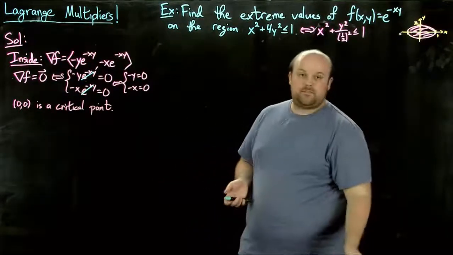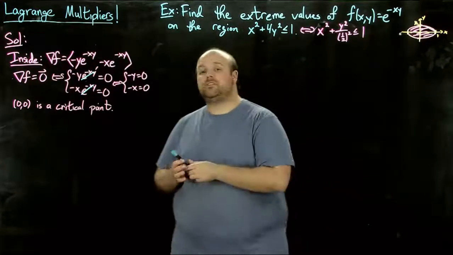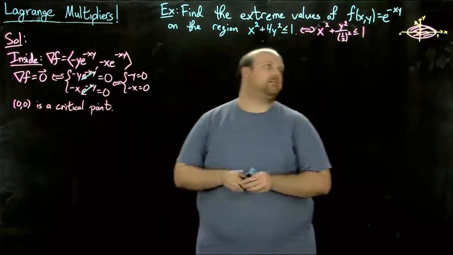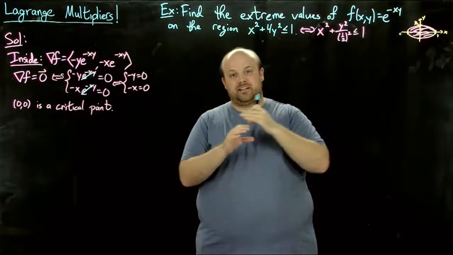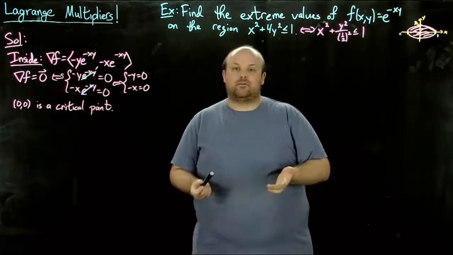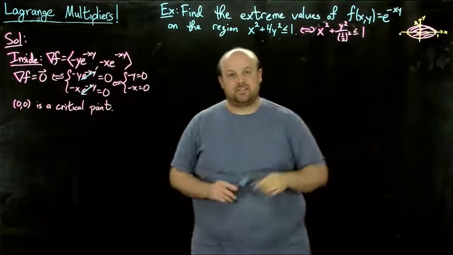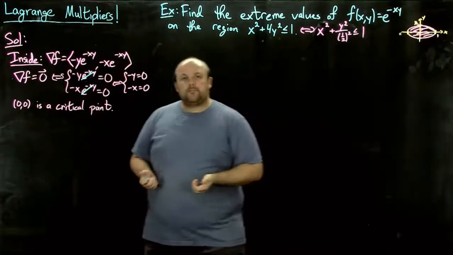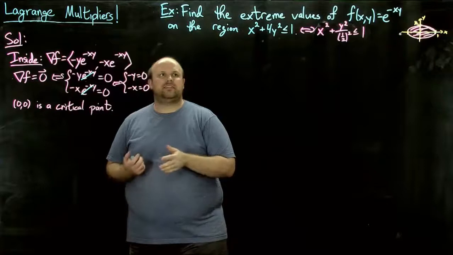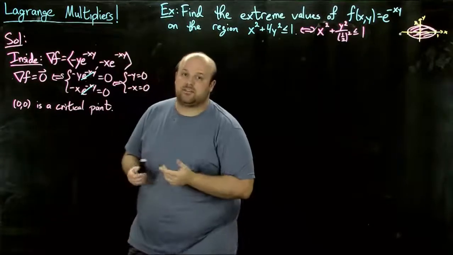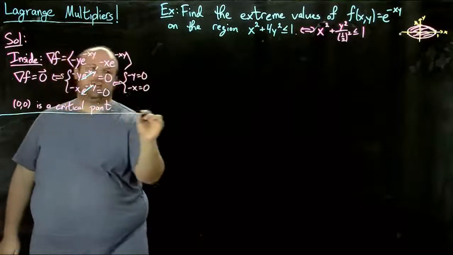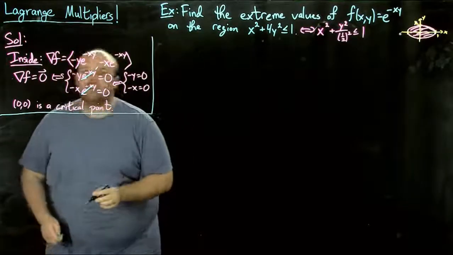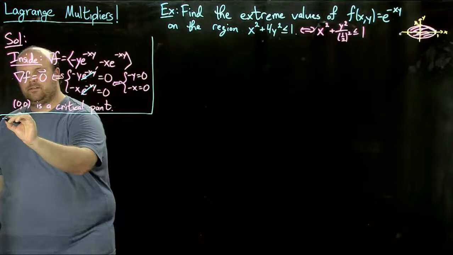All right, so that's it for the inside. Actually, we should double check, is (0, 0) inside this ellipse? Not on the boundary, not outside it, but actually inside. And of course it is, right? It's the center of the ellipse. Okay, so now we need to do the Lagrange multipliers on the boundary. Right, so I'm going to section this off. Now we're going to go on the outside.